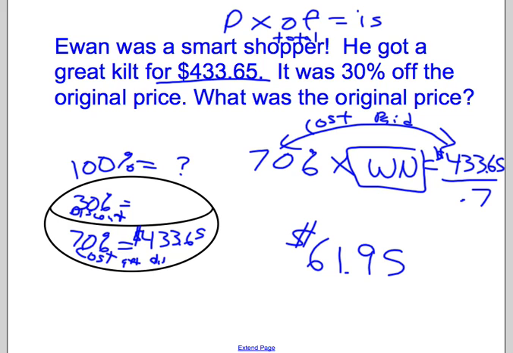$61 was the original cost. Does that make sense? That's the fourth step in the problem solving steps. That's how much you got off, and then you would add that much.